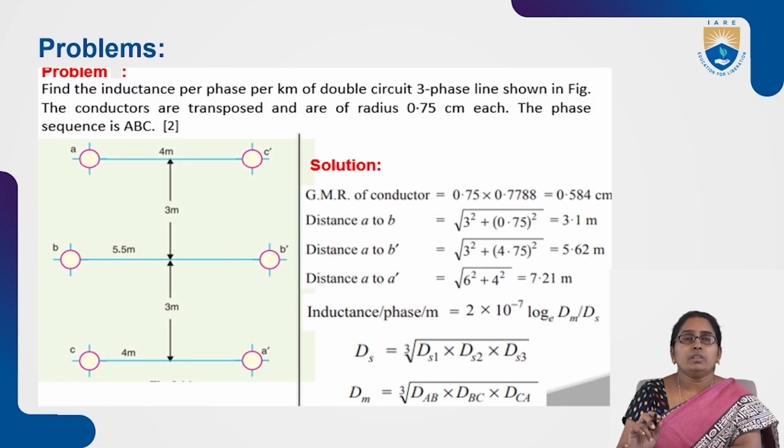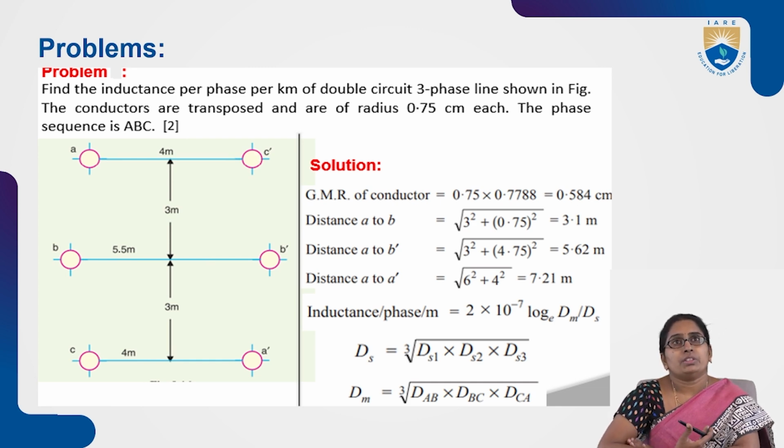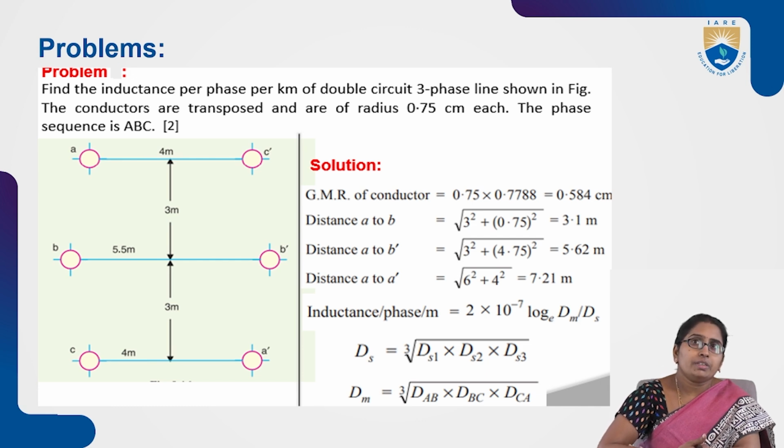So we'll see a problem. First problem: find the inductance per phase per kilometer of a double circuit three phase line shown in the figure. The conductors are transposed and are of radius 0.75 centimeter each. The phase sequence is ABC. Each conductor has the same radius, 0.75 centimeter.